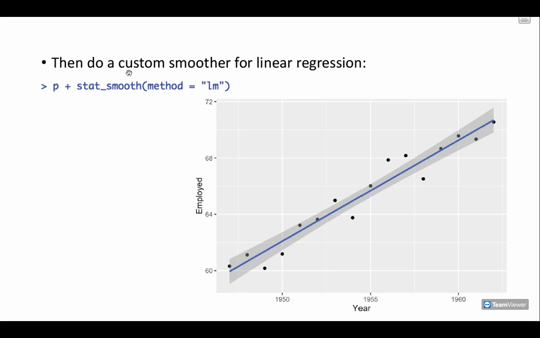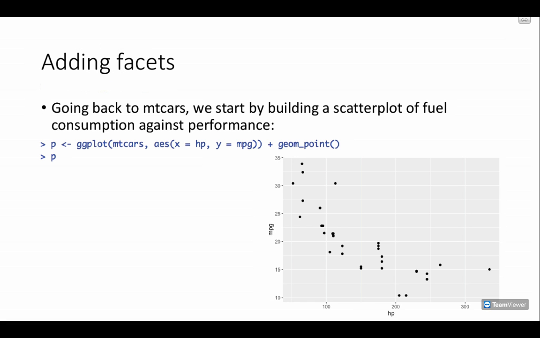In order to do the linear regression model, you'll have to specify the method as lm, which stands for linear model. And now you see that there are no longer those curvy lines. It's a linear model, so it's a straight line equation and the confidence interval around it.